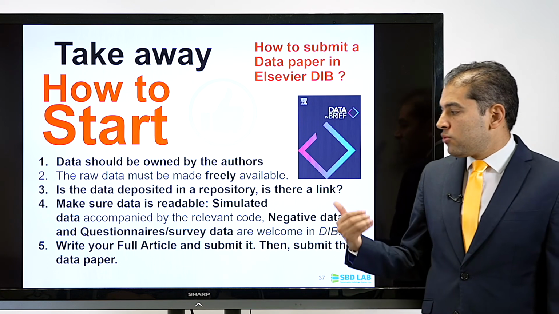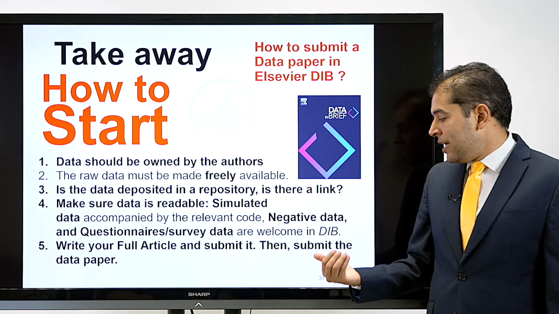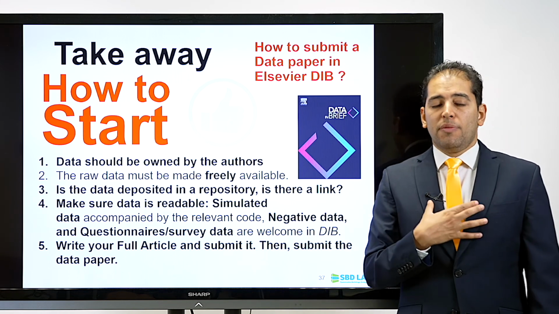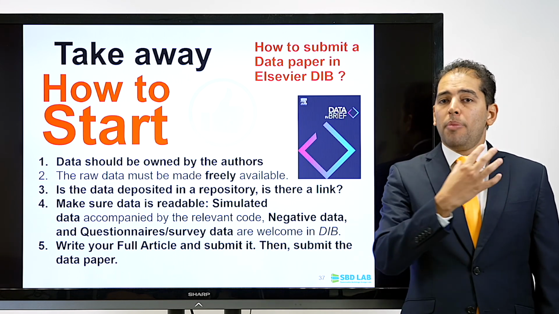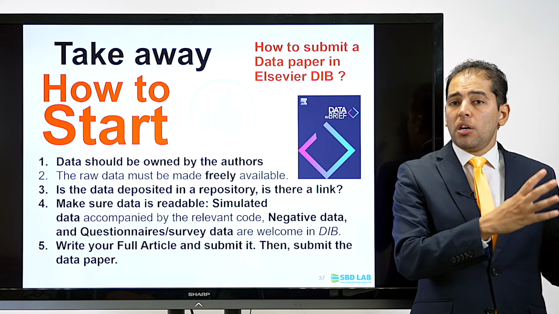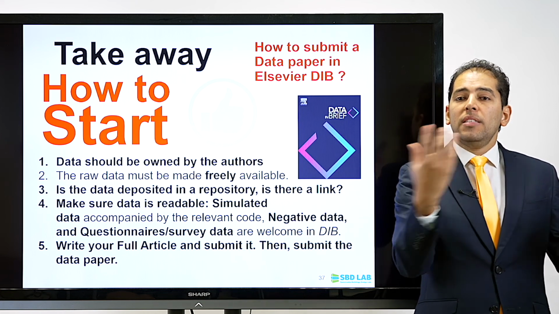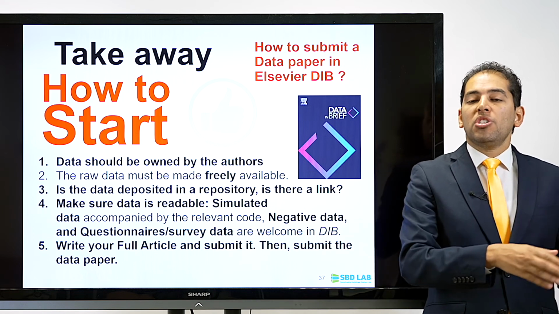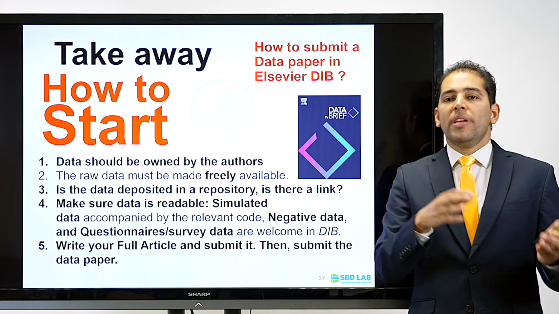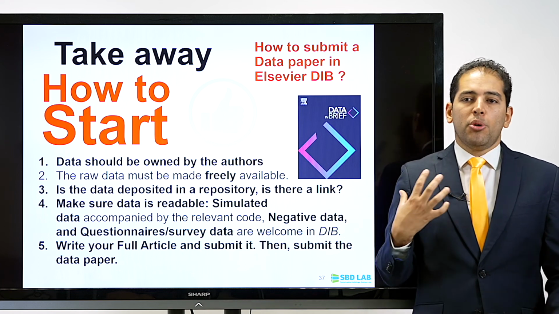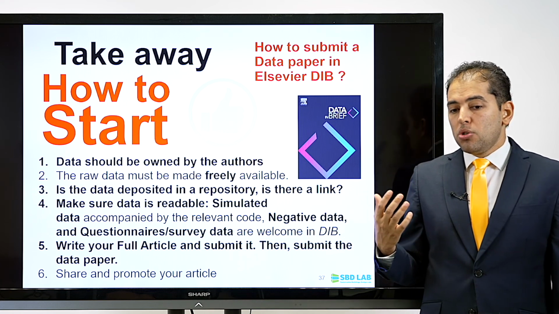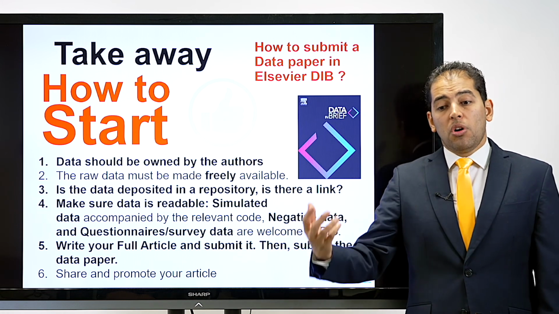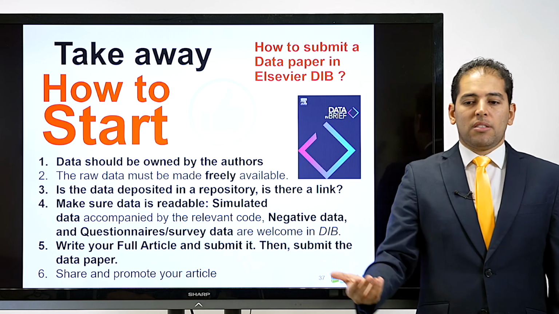And for sure, you have to write your full article and submit it, and then submit the data paper. That's my personal advice. If somebody works with me, I tell them first, publish your journal paper, the full article that is treating or using this data, publish the result, and then publish a data article. But doing it the other way around, for me personally, doesn't make sense. So it's very important to look at that. And finally, share your data article with colleagues and make sure they can have access to it.